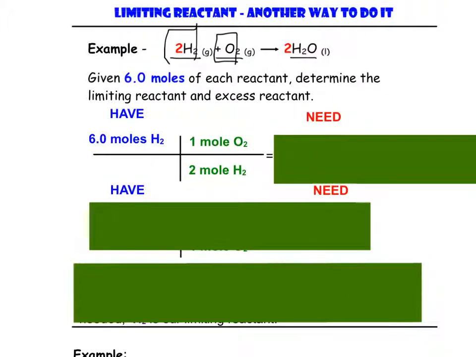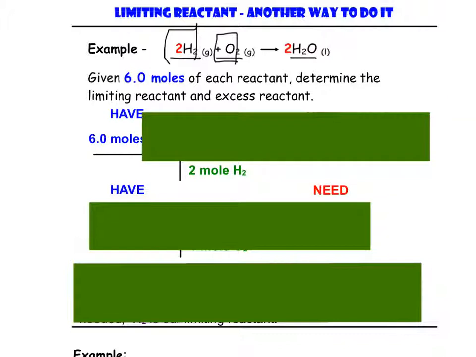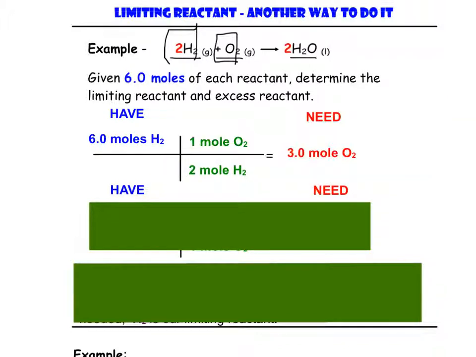So 2 moles of H2 for 1 mole of oxygen. So what this is telling me is that to use up all 6 moles of hydrogen gas, I would need 3 moles of O2. So realistically we could stop here because I now know that I have more oxygen than I need, because I have 6 moles, but I only need 3 moles. So hydrogen is going to run out long before my oxygen does.